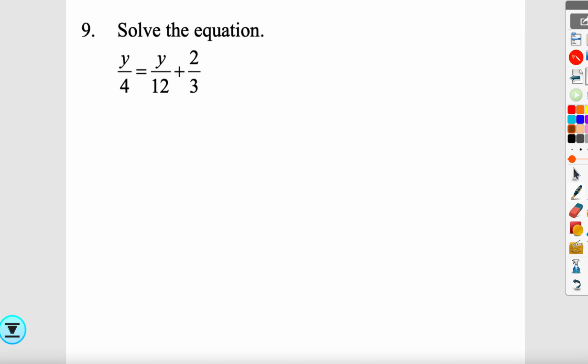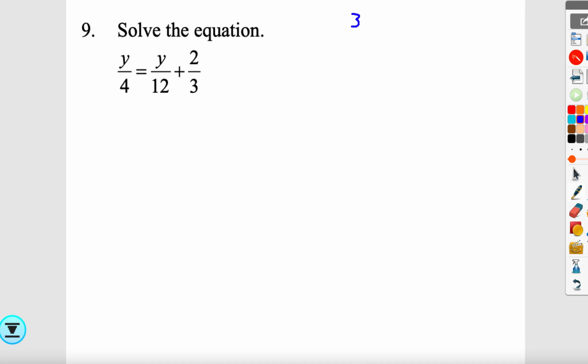So solve this equation: y over 4 equals y over 12 plus 2 over 3. We want to find the LCD of the 3 denominators, right? So I'm going to use method 1, right? The other one I showed you was method 2 in class, so this is method 1. It's just pretty much writing the multiples of each one.